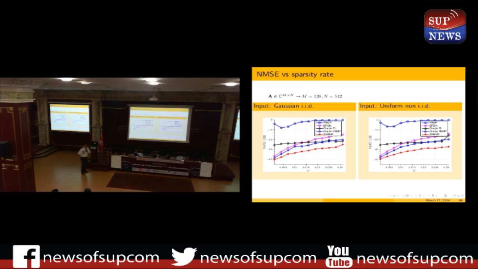Now if we use a non-Gaussian signal, we can repeat the process for a non-Gaussian sparse vector. This is our algorithm, this is the L1. These are the Bayesian algorithms, and as you can see, we also beat them.